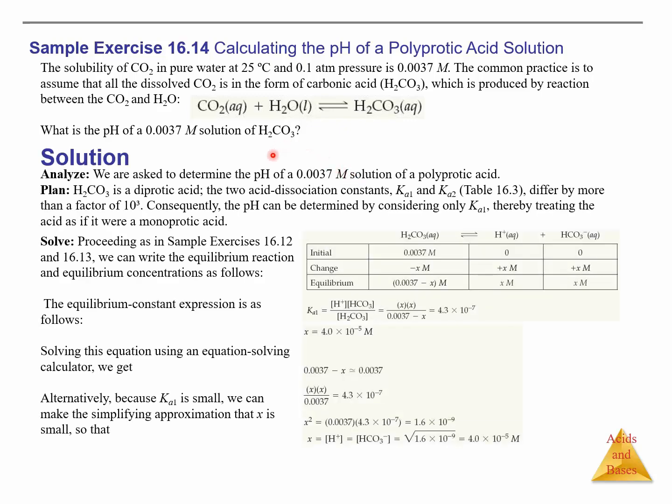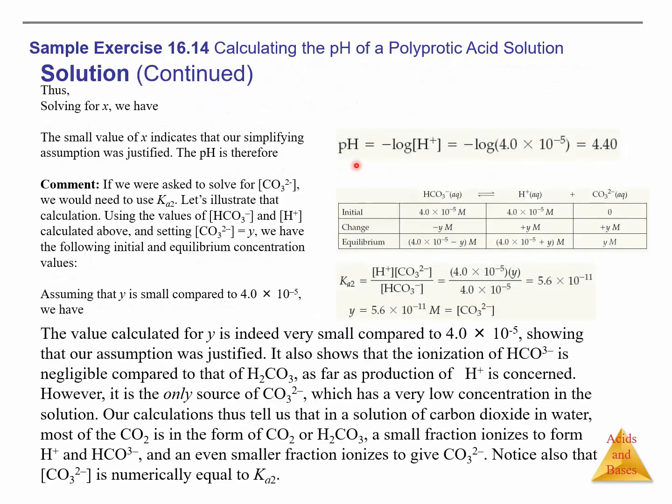We know this is a polyprotic acid. We take the first dissociation and treat it as if it is a monoprotic acid. Why? Because the values of Ka1 and Ka2 differ by more than a factor of 10^3. So the pH can be determined by considering only Ka1, thereby treating the acid as if it were monoprotic. We proceed that way and calculate the value of x, which equals H+, to be 4 times 10 to the minus 5. Then we can determine the pH to be 4.4.